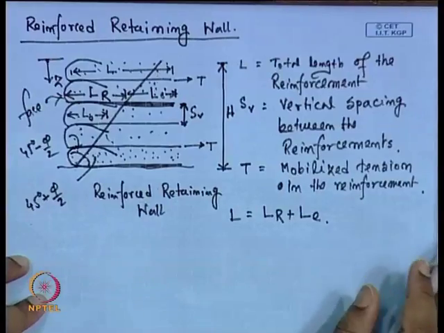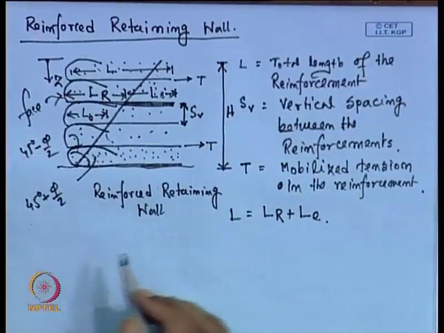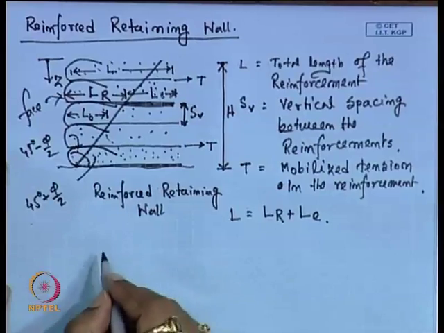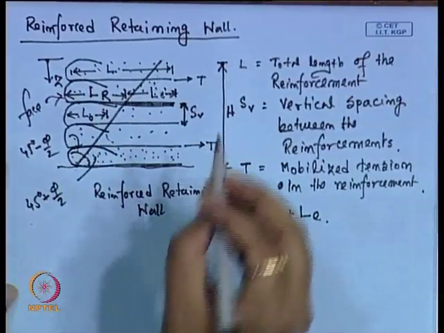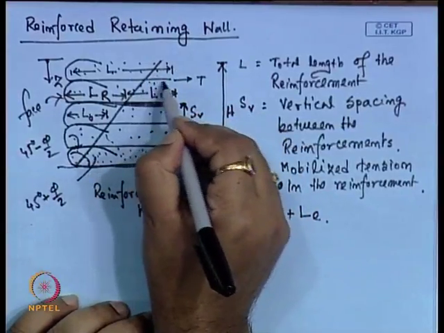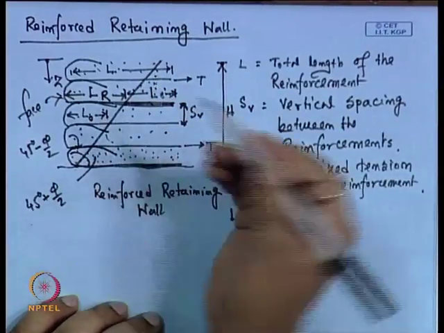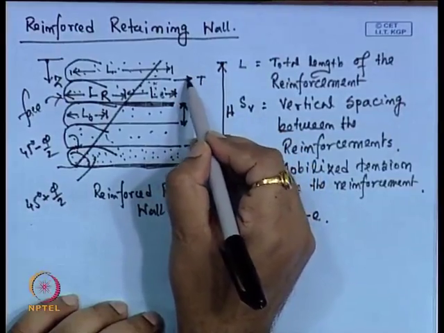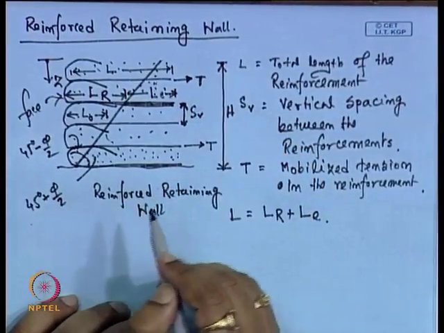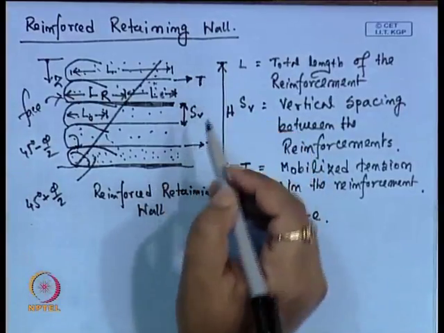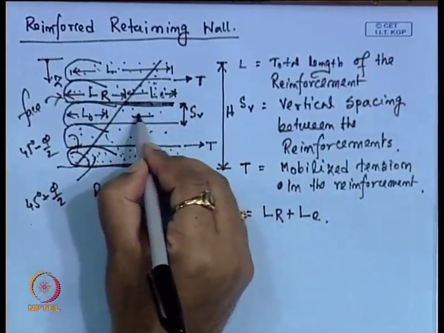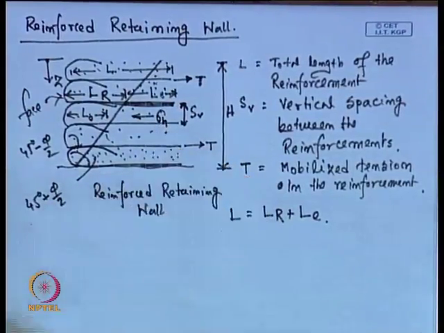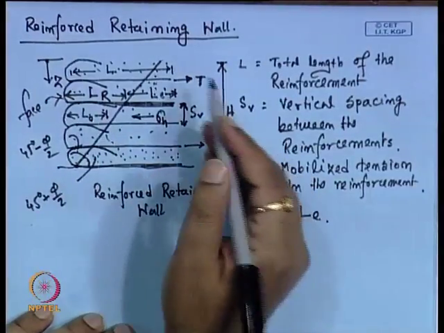Now, the question is how we can calculate the L_E. When we are talking about this S_V, as I have mentioned, when force is developing here because of the bonding or friction between the soil and the reinforcement, as I mentioned in the last class also, tension will mobilize. Now, lateral earth pressure sigma h is acting at any depth from this direction.